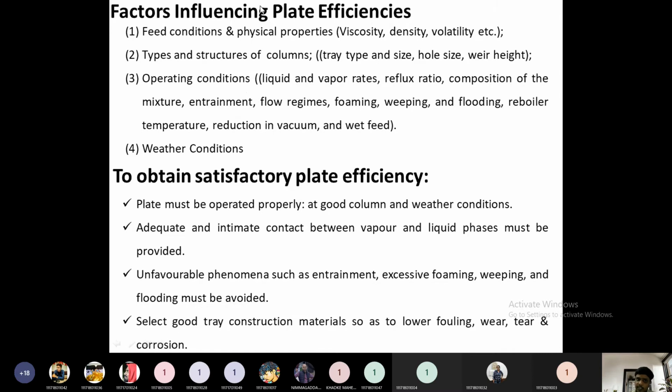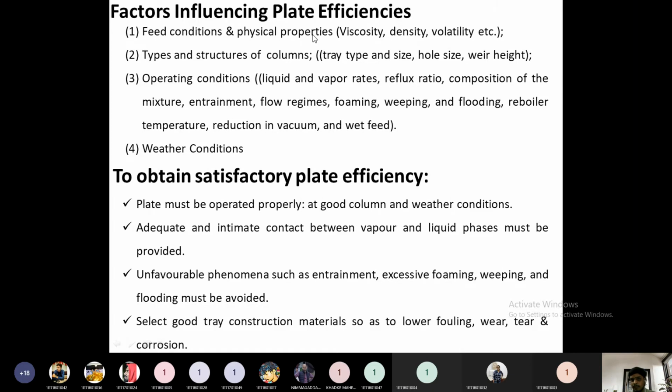The first factor influencing the plate efficiency inside the column is the feed conditions. We studied these feed conditions. Depending on the feed condition, there are 5 types: a saturated liquid, or feed at its bubble point; a saturated vapor, or feed at its dew point; then a cold feed, then a superheated vapor, and then a partial vapor. Depending on these feed conditions also, the plate efficiencies will vary.